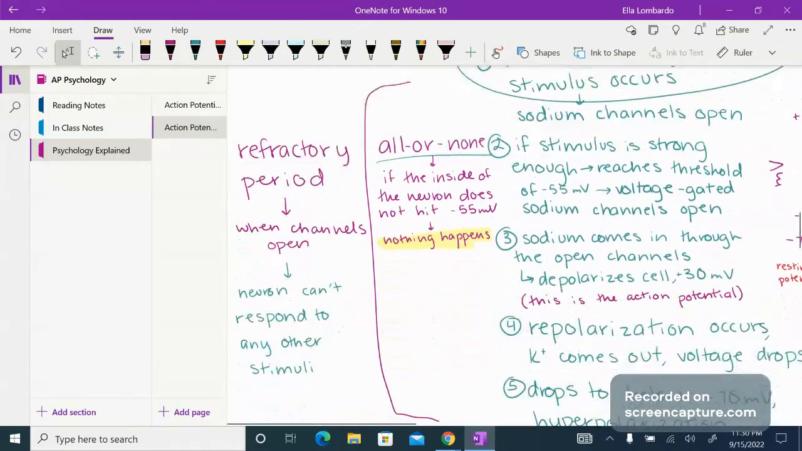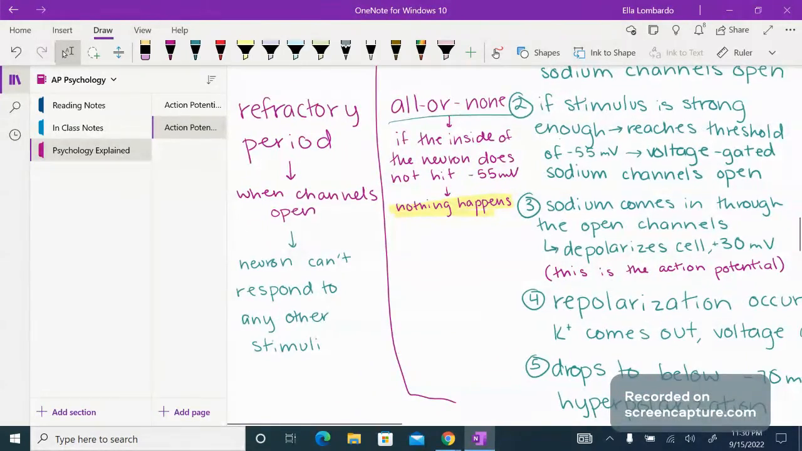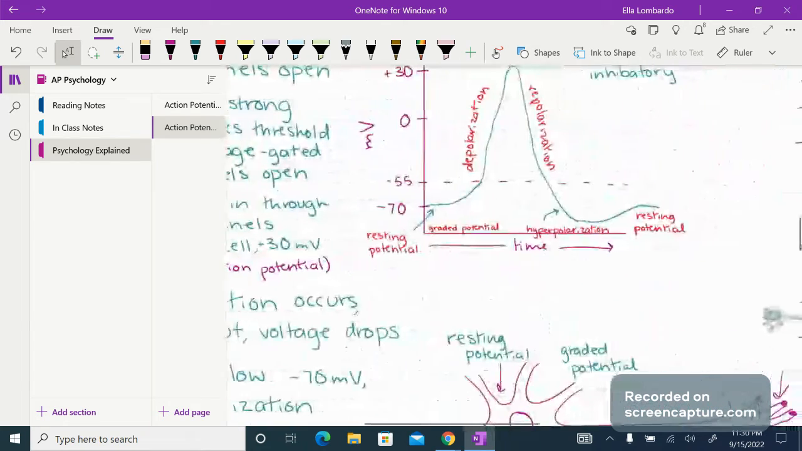Again, but something important to note about all of these steps is the refractory period. So basically, the refractory period is when channels open. During this, the neuron cannot respond to any other stimuli. This is to prevent information from traveling back and forth across the axon at the same time.